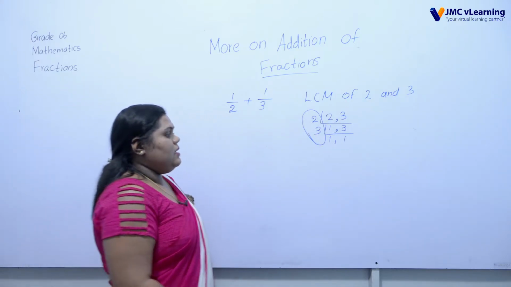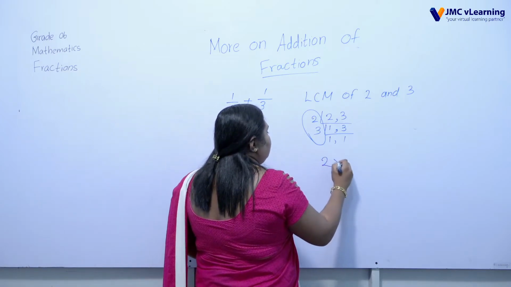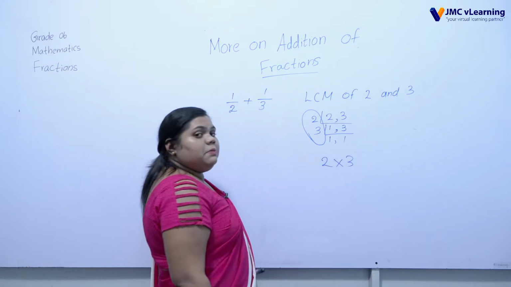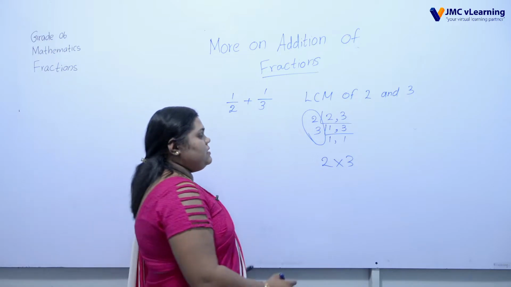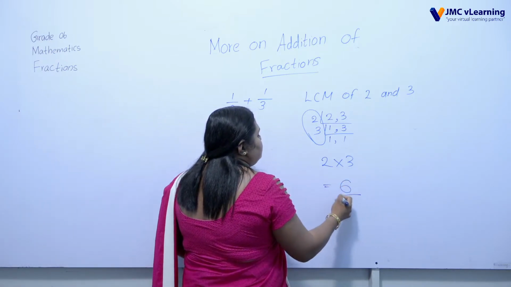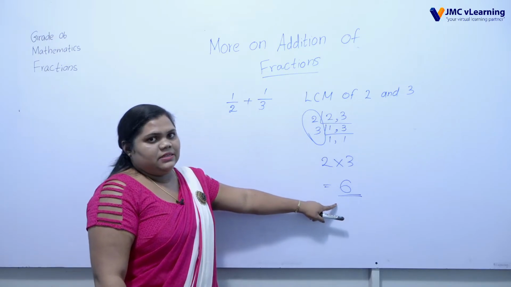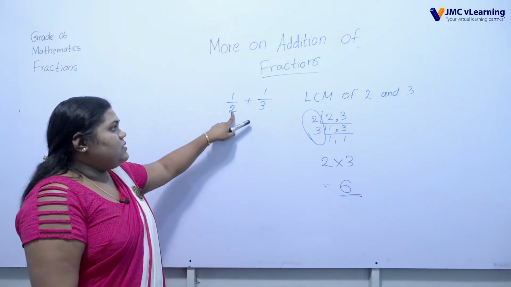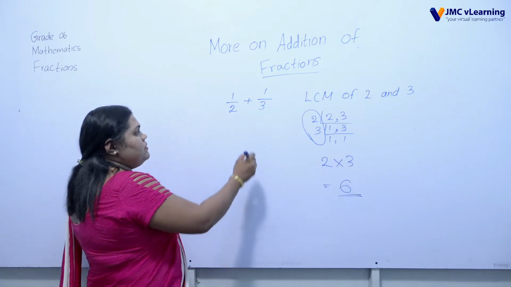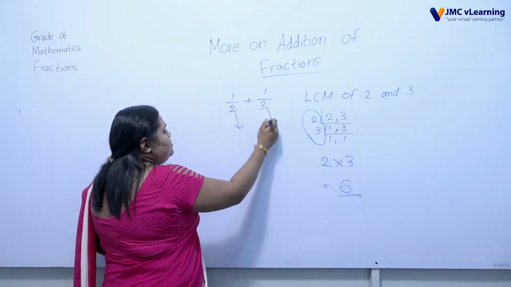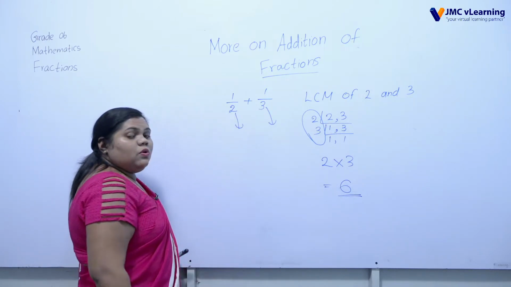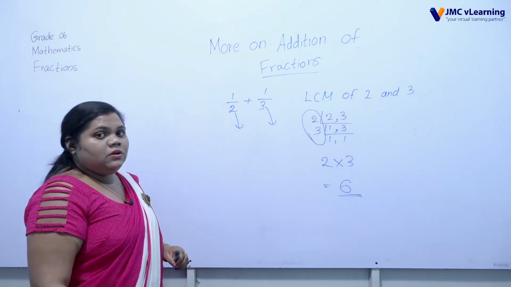LCM. Okay, so what is the LCM of 2 and 3? It means you want to multiply 2 and 3 together. What is the LCM? 6. Okay children, 6 is the LCM. It means this 2 you want to convert into 6 and this 3 into 6. Both the numbers you want to convert into 6.